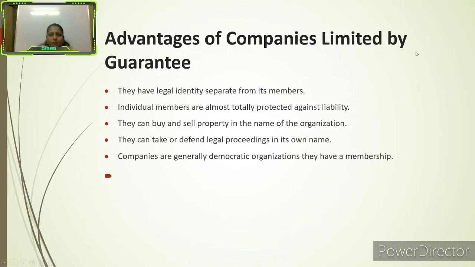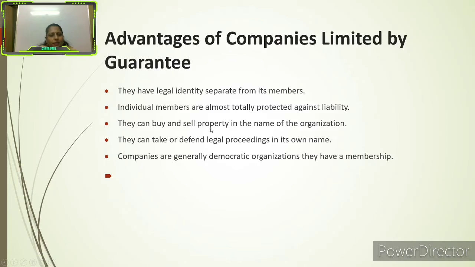What are the advantages of a company limited by guarantee? They have a legal identity separate from its members. This is number one. Then the individual members are almost totally protected against liability.